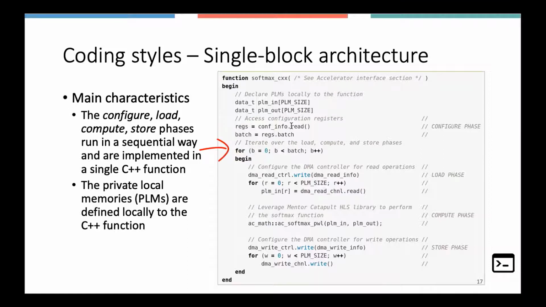That is the number of times we later on iterate over load, compute, and store. During the load phase, we configure the DMA controller with the offset in main memory and the amount of data we want to load. We use the DMA read control port for this. Once the DMA is programmed, we can start reading the DMA read channel and saving data in the PLM. For the compute phase, we leverage the Mentor softmax, and once the computation is completed, there is a store phase. Similar to the load, we configure the DMA controller, and then we start storing data back in the main memory.